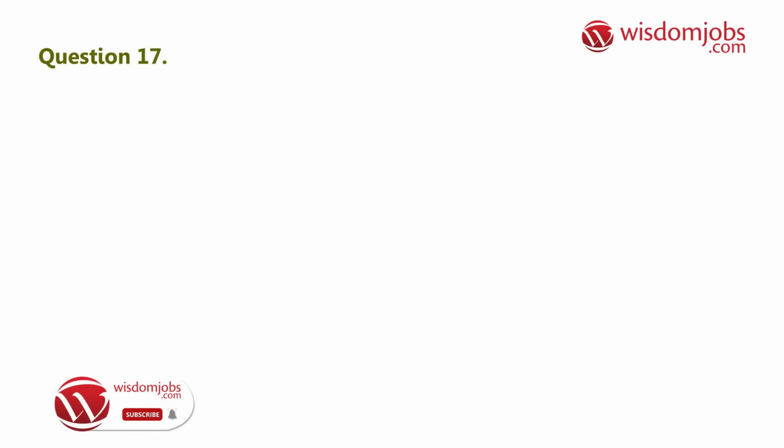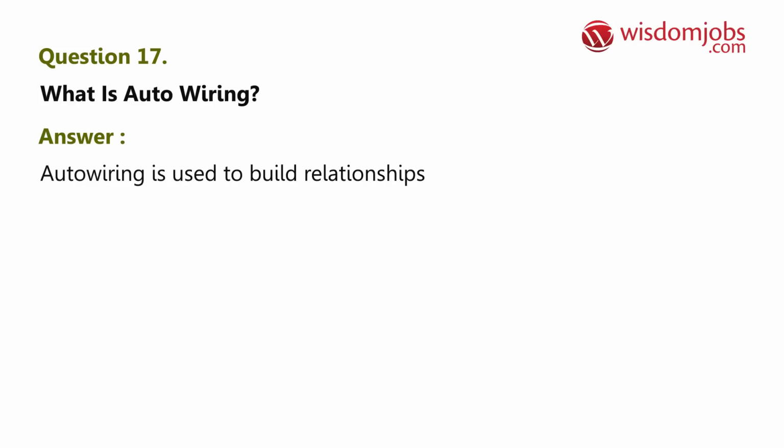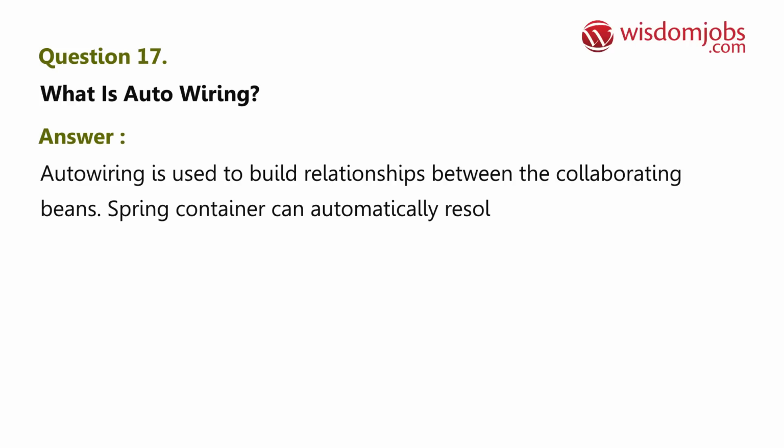Question 17. What is auto wiring? Answer. Auto wiring is used to build relationships between the collaborating beans. Spring container can automatically resolve collaborators for beans.